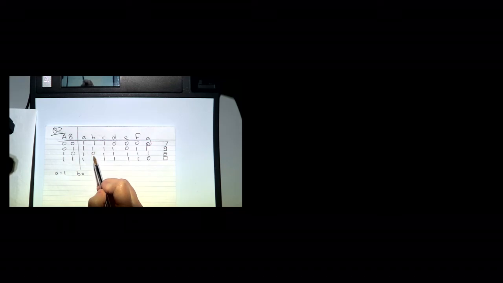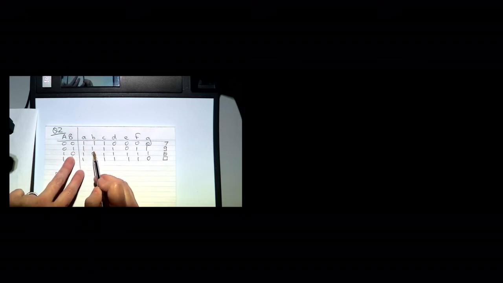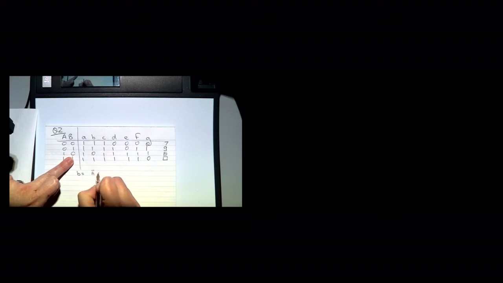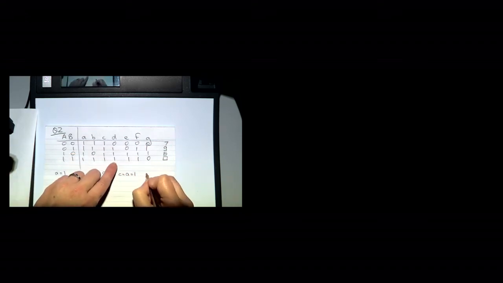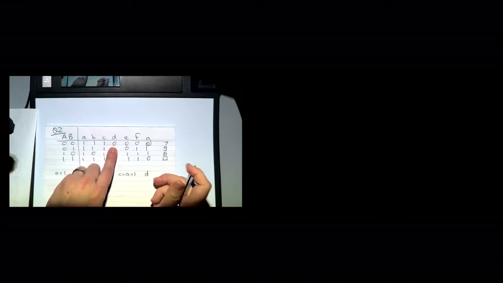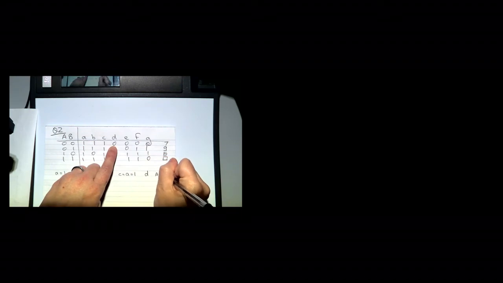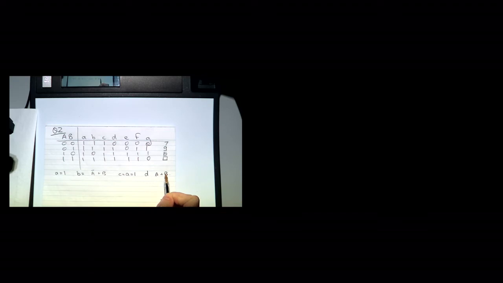B, I've only got 1 zero there, so let's do the product of sums. So what combination of A and B will give me a sum that is 0? So that combination is A bar or B. C is just equal to A, which is equal to 1. D, again, there's 1 zero, so let's just do a sum. So the combination of A and B is A or B. So if A is 0 and B is 0, the output will be 0.